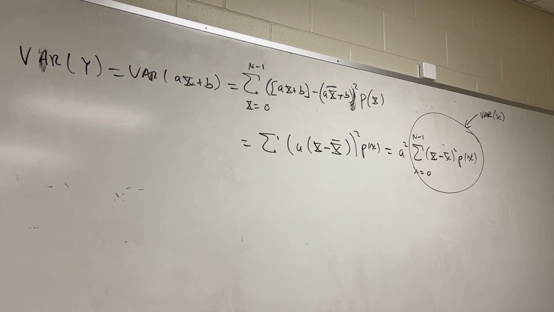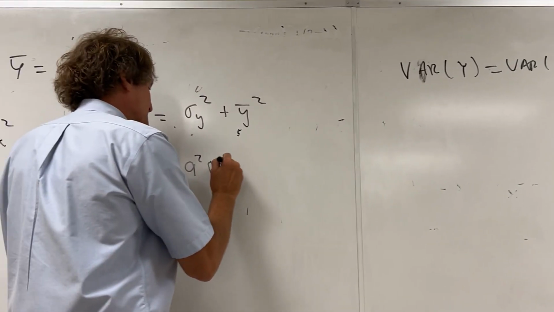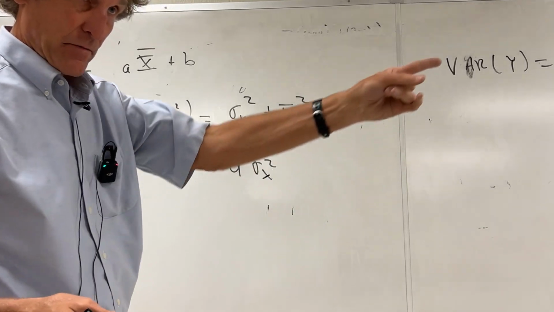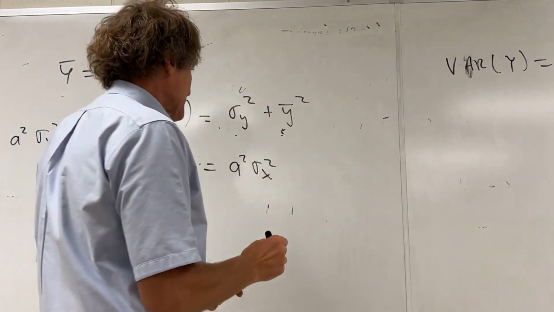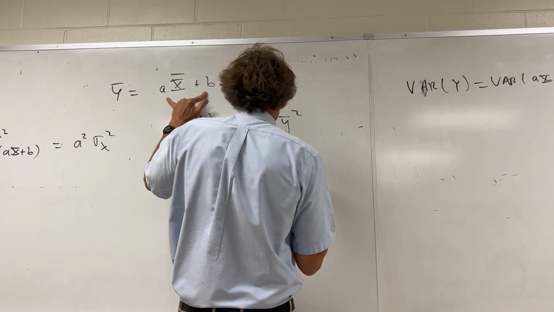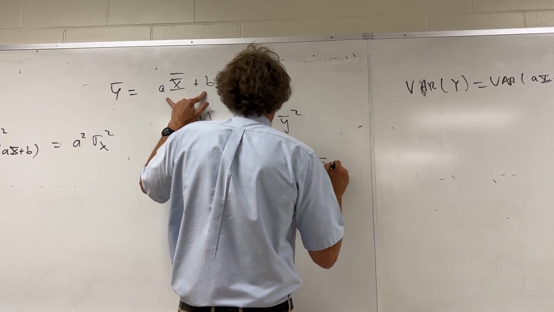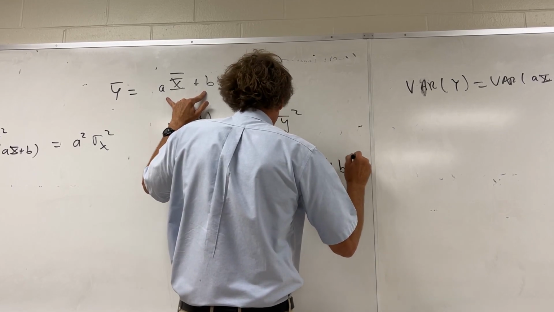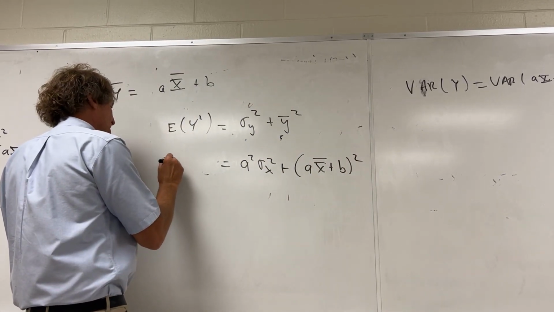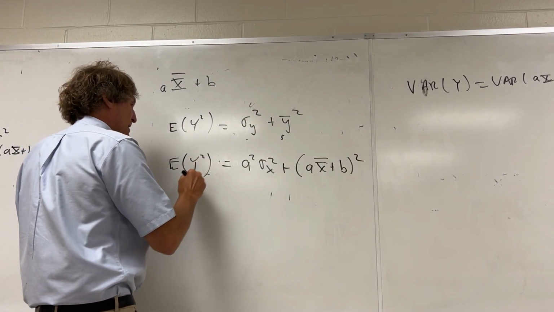So what is this going to be? Well, this is a squared times sigma x squared from there, plus the average value squared. Here's the average value, so I have to take a x bar, average value of x, plus b squared, and that would be the expected value of y squared.